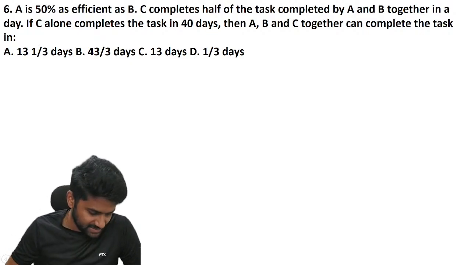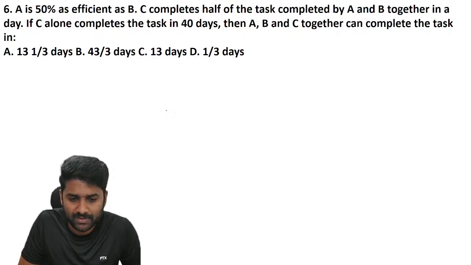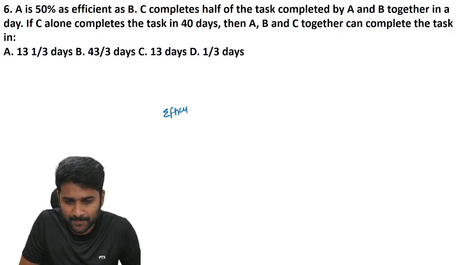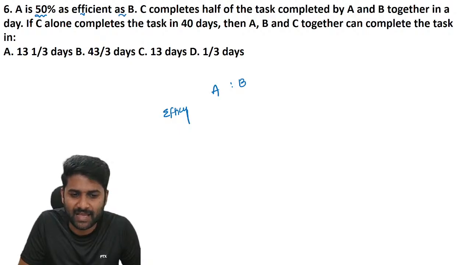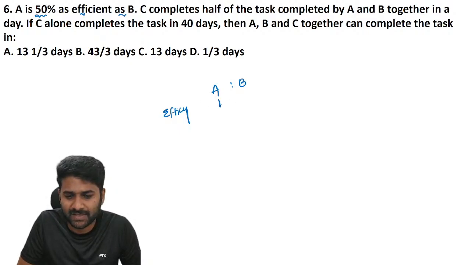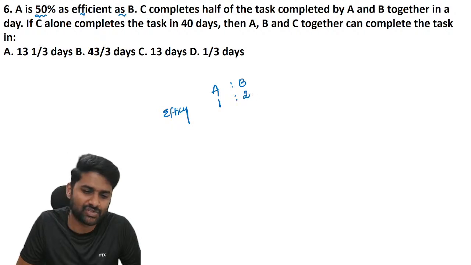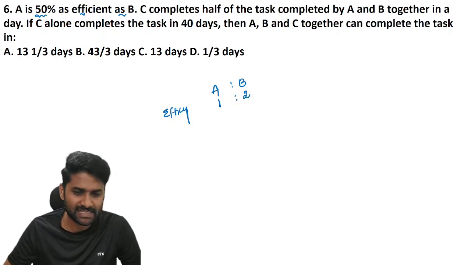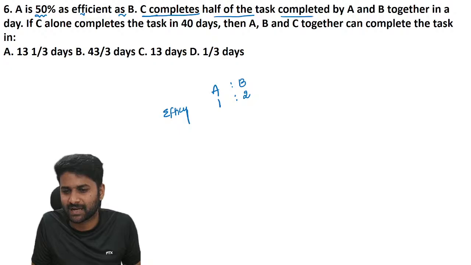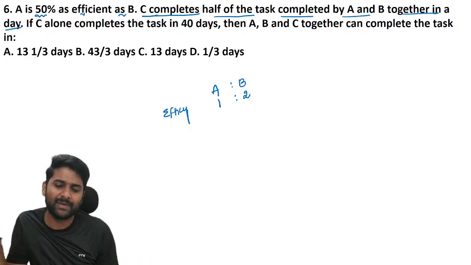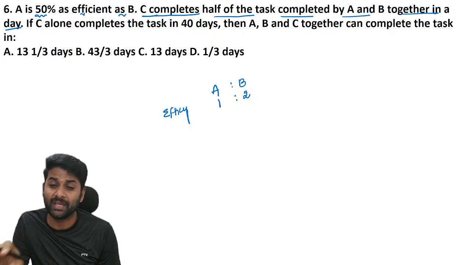So try to understand this information. They are talking about efficiency among A and B. A is 50% as efficient as B, which means the ratio of A and B's per day work is 1:2. Now understand that this statement is important. C completes half of the task completed by A and B together in a day. So in a day, if A and B complete one work, then C completes only half the work.